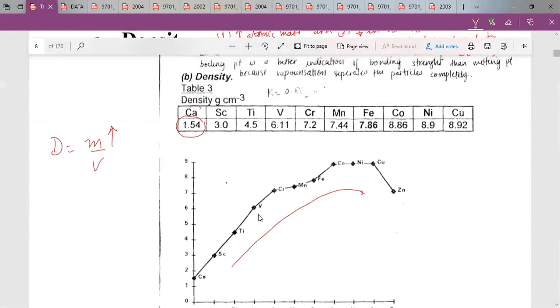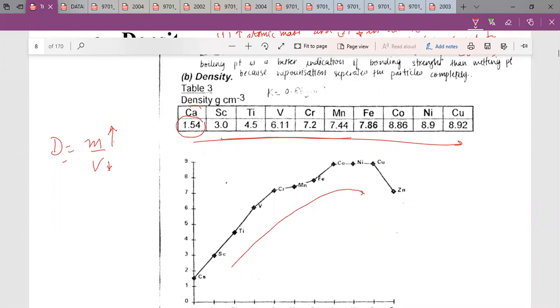Okay, say density across the period here, right? From calcium right into here, we increase in atomic mass, right? The mass will increase. But because the radius stays about the same, or decreases a bit, the volume stays about the same or decreases a bit. So mass increases, volume stays about the same or decreases a bit, that means the density will increase. That's why the density increases quite high. Calcium is 1.54, scandium is 3, and so forth, until copper is 8.92.